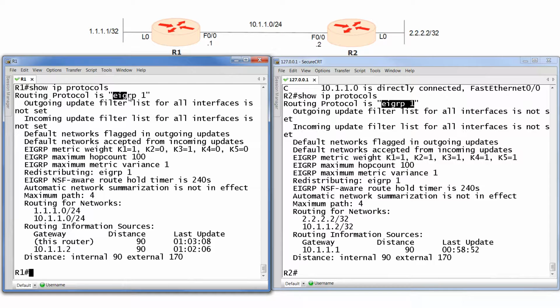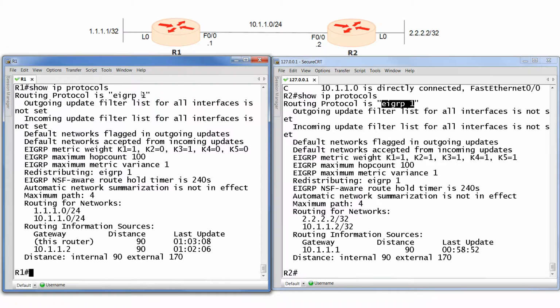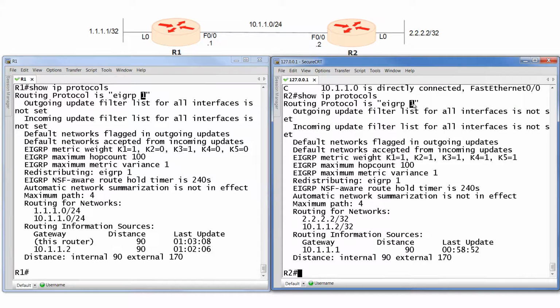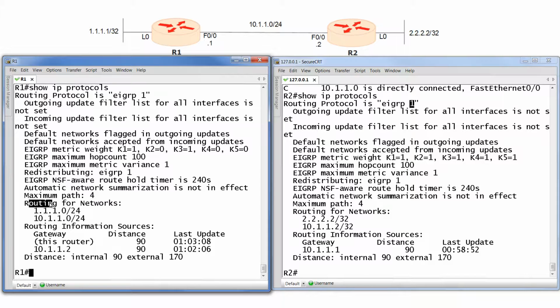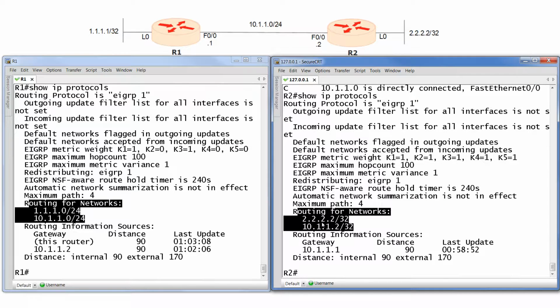So the first one is EIGRP1. For me, it's always the first thing to check that this AS number has to match. Then I go and check the network statements straight away, because if something is wrong over here, of course this router will not advertise these networks.